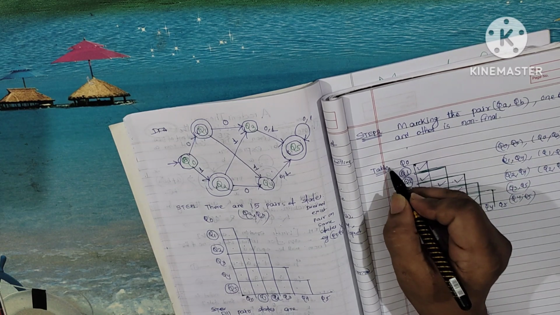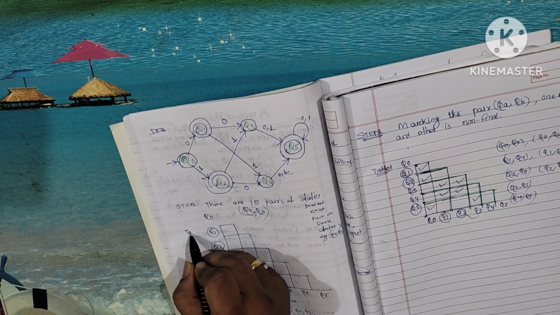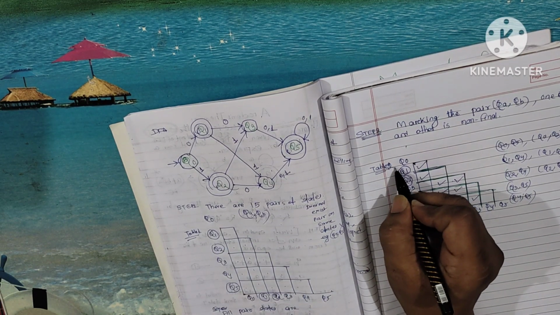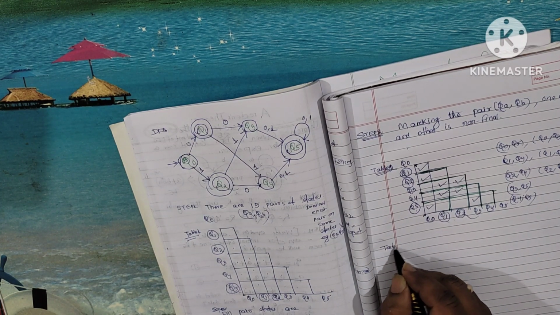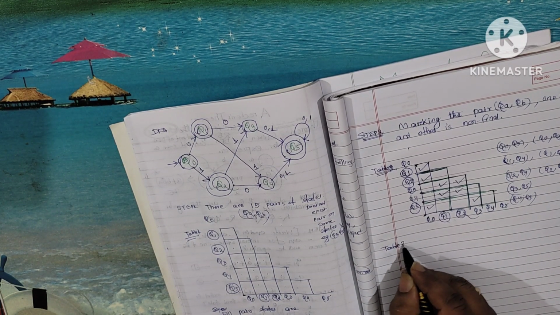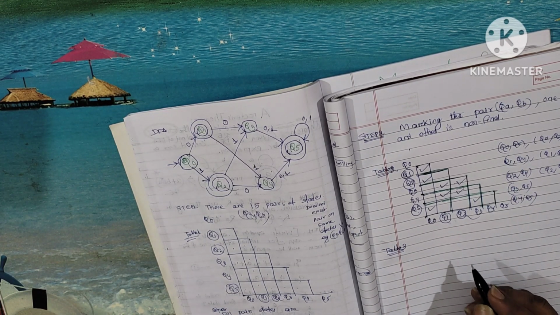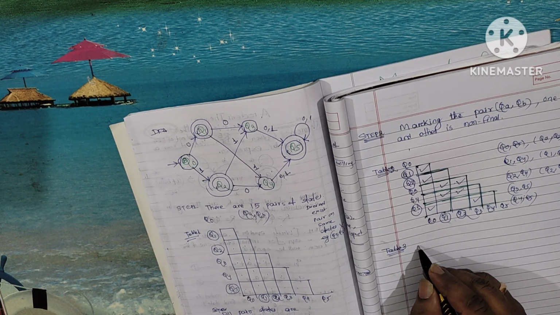Step 2, table 1. We can write here. Better to write here. This is table 1. This is table 2. Now table 3. Repeat this process. Look at this stage.